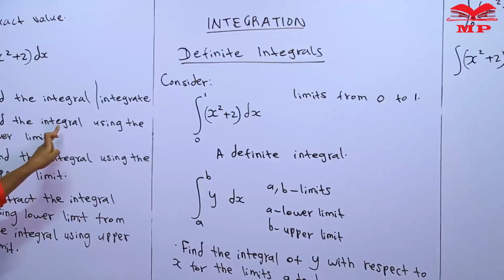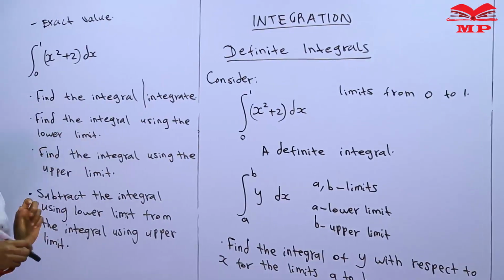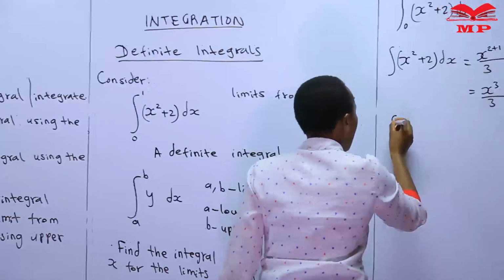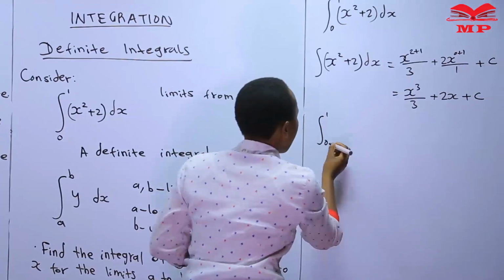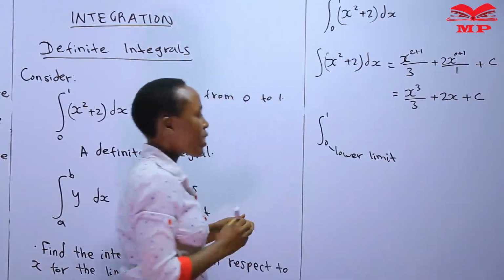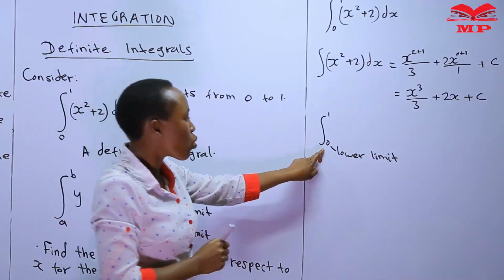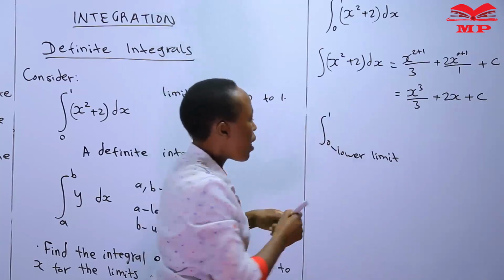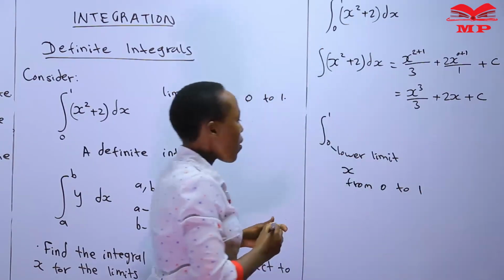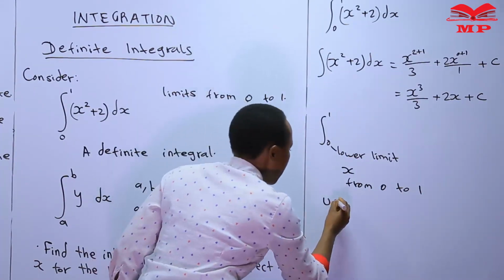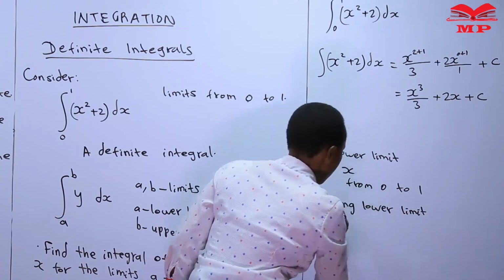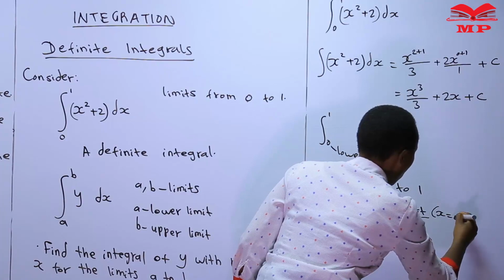Then number 2, we find the integral using the lower limit. Now in this case, with the lower limit, we have from 0 to 1, and this is our lower limit. These are the values of x. The x is from 0 to 1. And therefore, using the lower limit, in our case x is equal to 0.